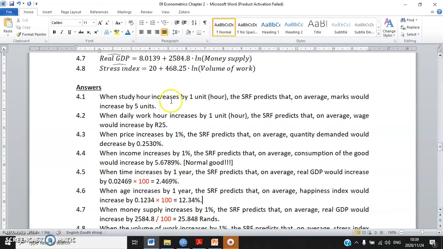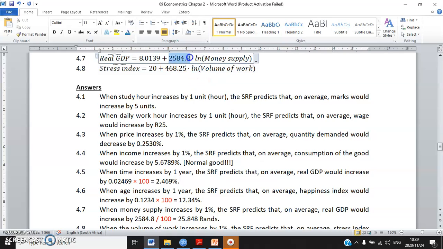Okay, and then the last two are examples of lean log model. This time I take log of x, but y remains linear. And then when I interpret the slope parameter, I have to divide it by 100. Okay, unit change of y as a result of 1% increase of x.